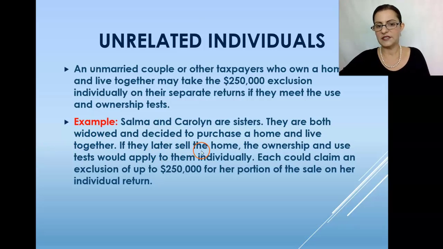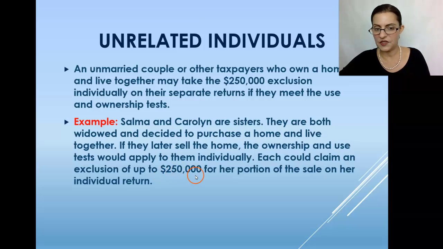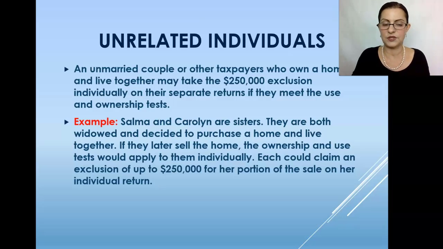If they later decide to sell the home, the ownership and use tests would apply to them individually. So individually, they would both have to own the home and live in it for at least 2 years. Each would be able to claim an exclusion of up to $250,000 for her portion of the sale on her individual return. And they would just divvy up the proceeds and then claim the exclusion on their individual tax returns.